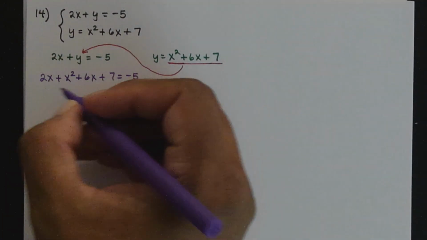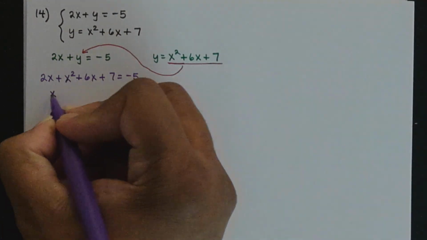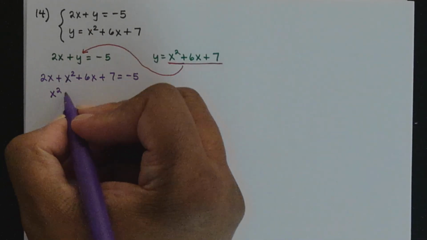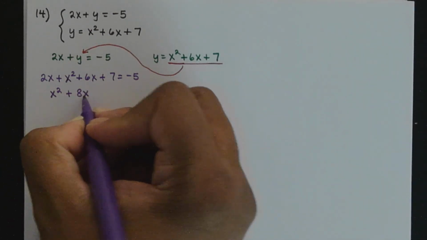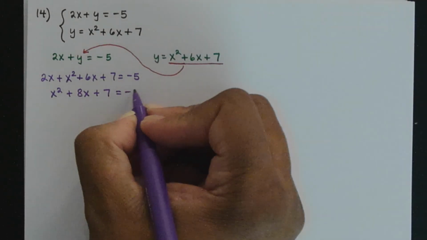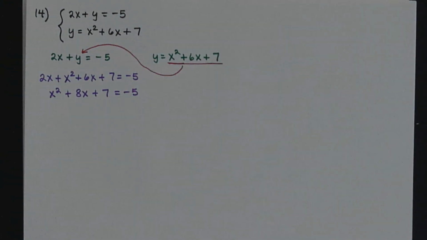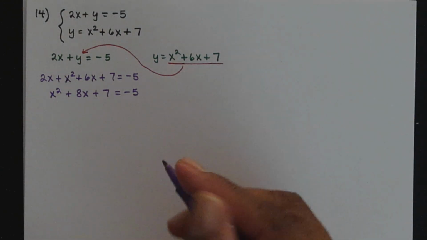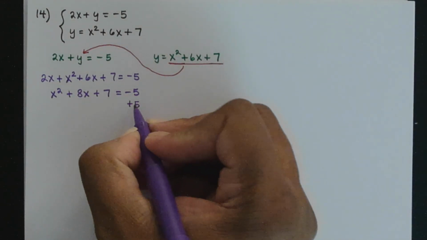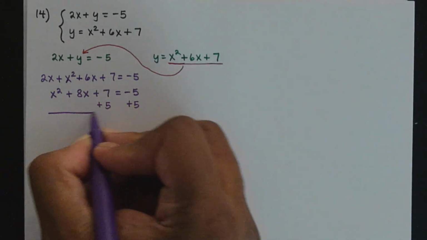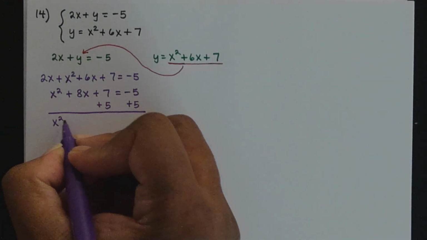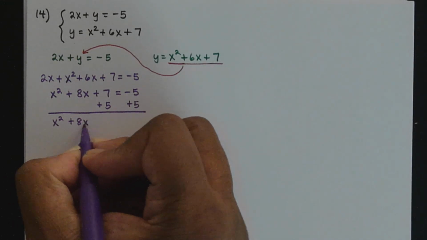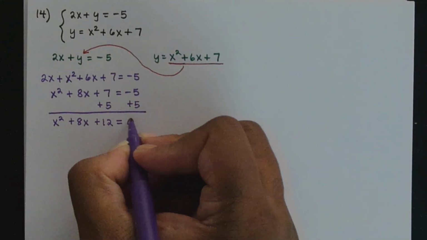Now I'm going to write this in descending power. So here, I'll pull the x squared in front, add 2x and 6x. That's going to give me x squared plus 8x plus 7 is equal to negative 5. Now here I have a quadratic equation. And to solve a quadratic equation, you want to make sure you have a 0 on one side of this equation. That means I need to move the minus 5 over to where x squared plus 8x plus 7 is by adding 5 to both sides. So here I have x squared plus 8x plus 12 is equal to 0.